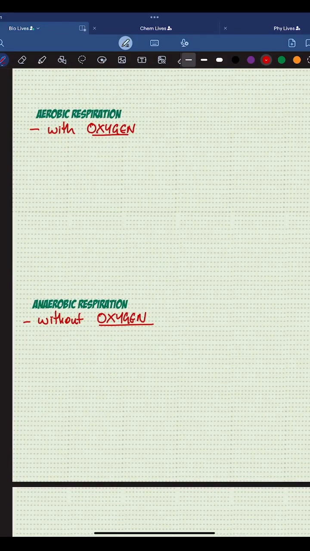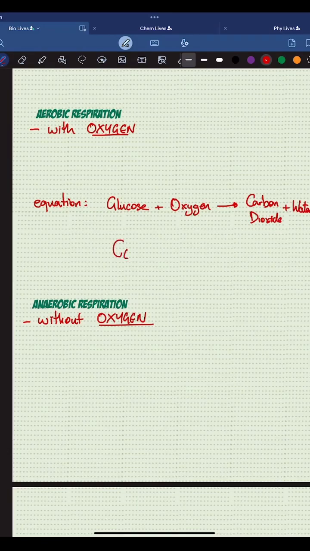What about the equations? Let's write the equations down. You can memorize aerobic respiration as the reverse of photosynthesis. So that's going to be glucose plus oxygen forms carbon dioxide plus water. And the simple equation, C6H12O6 plus, remember, 6 on everything apart from glucose. That's it.